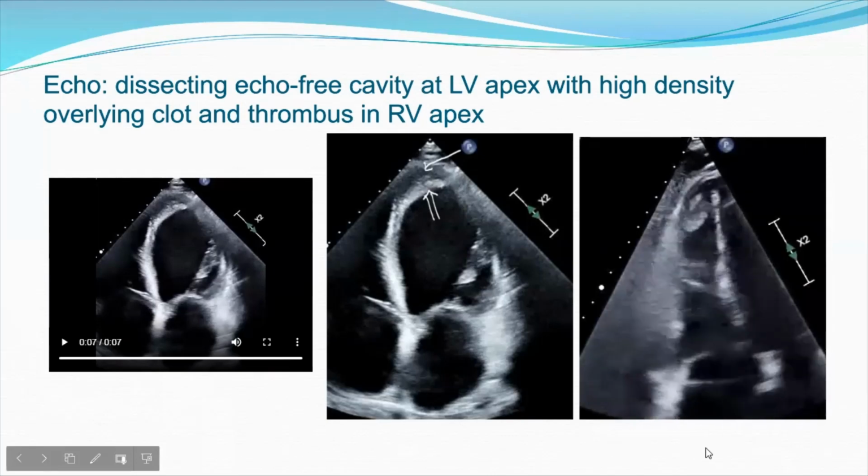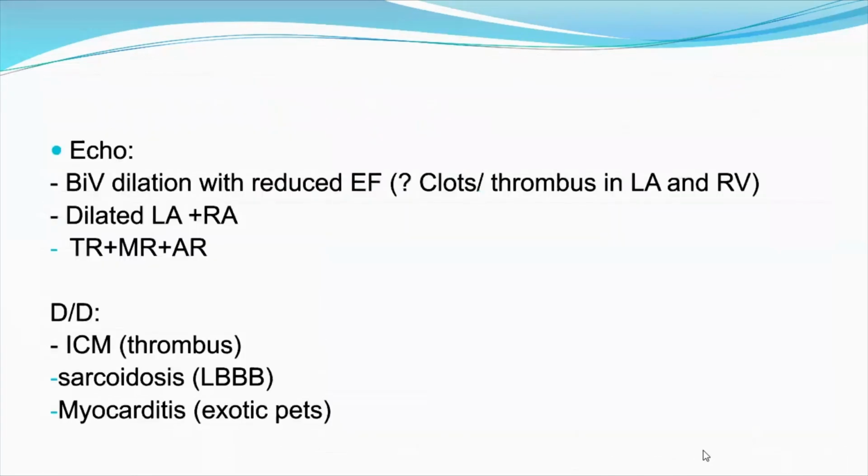With this, the patient needs further evaluation. His echo report said there is biventricular dilatation with reduced EF and questionable clots or thrombus in the left atrium and the right ventricle. There is dilated LA and RA, and there is TR, MR, and AR. So the differential in this case was whether it's ischemic cardiomyopathy because of the presence of thrombus. The patient had a left bundle branch block, so is it sarcoidosis? Or is it myocarditis causing biventricular failure because he had some exotic pets at home?